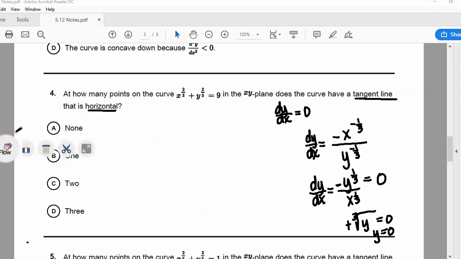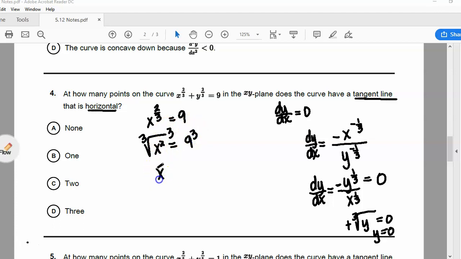If we go back up here and we plug in 0 for our y, we're just going to get x to the 2/3 plus 0 equals 9. And then this is the cube root of x squared. So we could cube both sides. And right now I'm just going to leave that as 9 cubed because I don't feel like doing 9 cubed without a calculator. This is not a calculator active problem. And square root both sides.